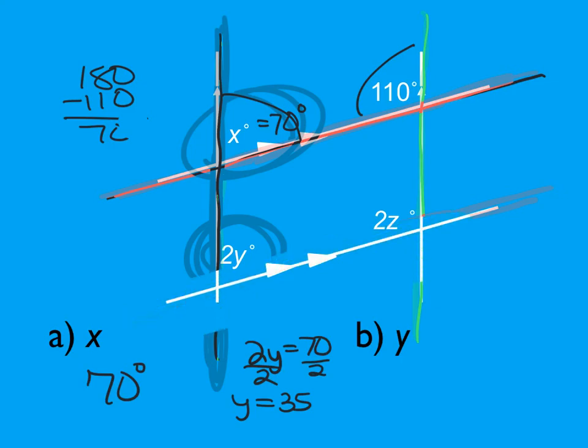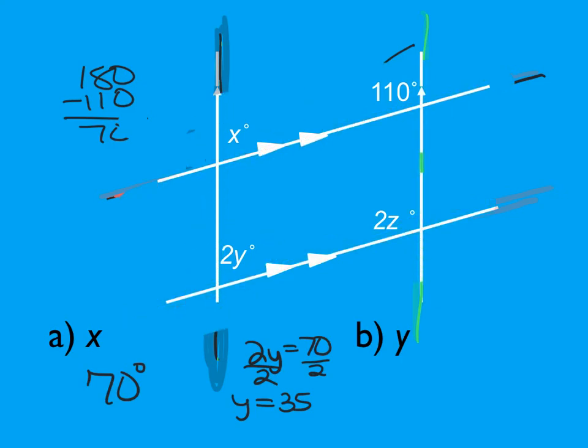So maybe I should erase some of this so it's not so complicated. So far I know that this is 70. I also know that this is 70. So now if I use these two parallel lines and this transversal, I can again see that I've got some corresponding angles here. Same side interior angles. So these same side interior angles are supplements. So I know that this one is going to be 110.